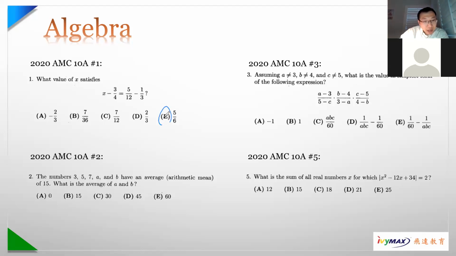The second question is also pretty easy. They give you 5 numbers with an average of 15, and ask what is the average of A and B. The average equals the sum of the numbers divided by how many numbers there are. In other words, the sum of a series of numbers is the count multiplied by the average. So this question is also pretty easy. The answer is C. Sum them up to get the total sum, then subtract 3, 5, and 7, and you get the sum of A and B. Divide by 2 for the average.